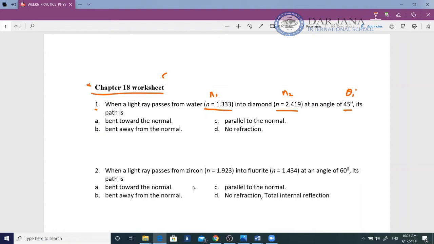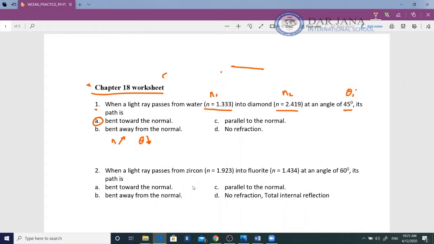So the light ray is going from water to diamond. So it's going from low to high index. Since the index is increasing, the angle theta will also decrease. So it will bend towards the normal. We can draw it simply.